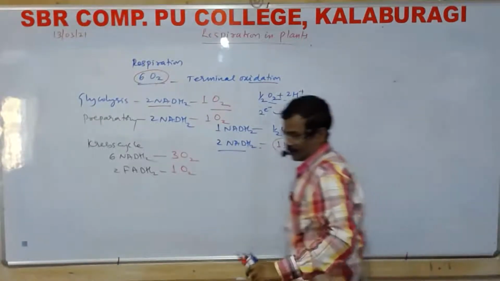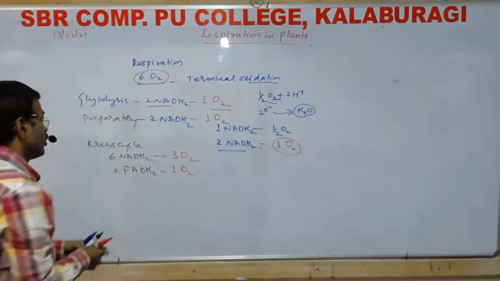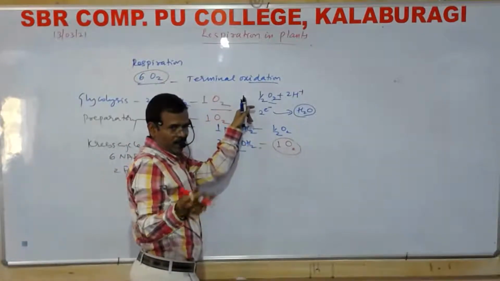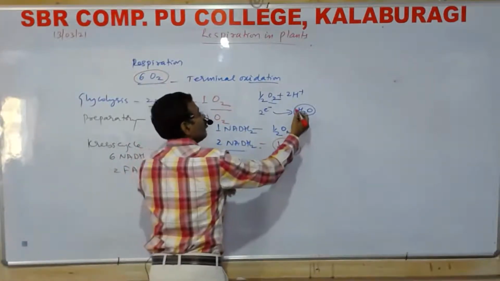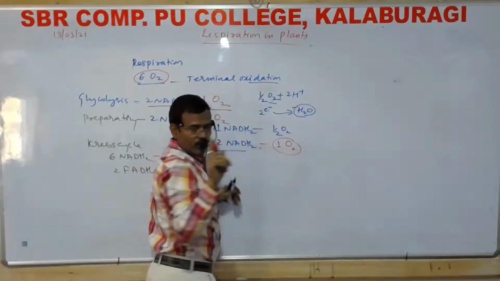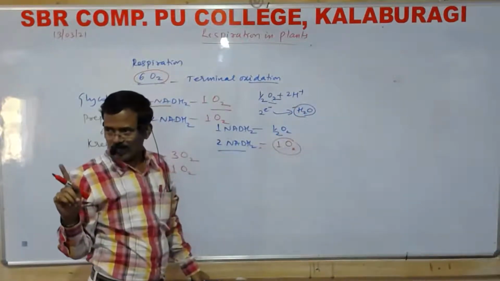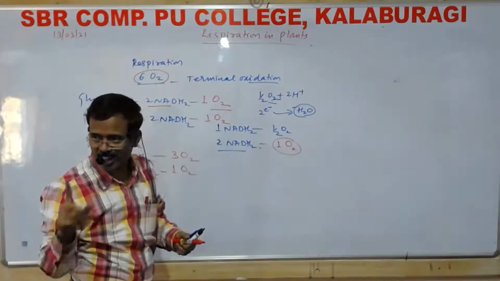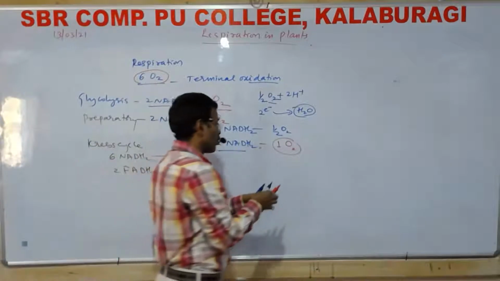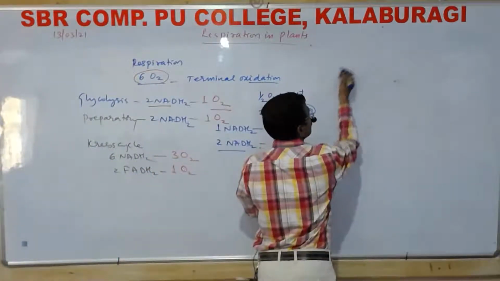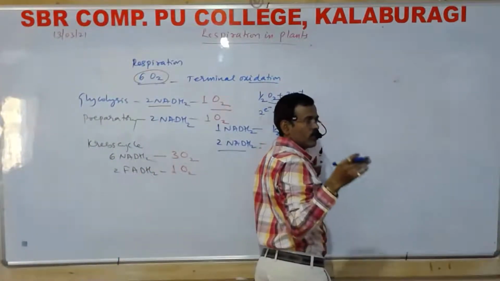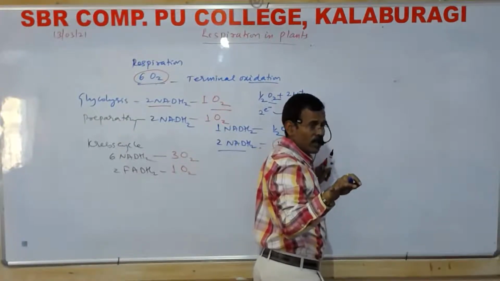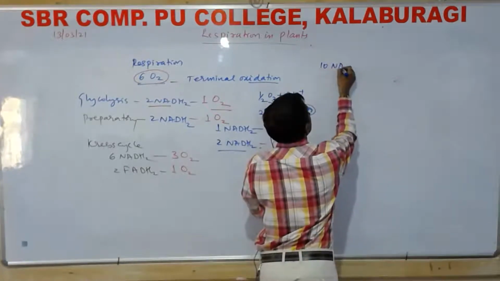Now, see here. When one molecule of NADH2 undergoes oxidation, how many water molecules is it going to form? One. Is it or not? One NADH2 or one FADH2 on oxidation yields one water molecule. So total how many NADH2 do we have? 2 from glycolysis, 2 from the preparatory or link reaction, and 6 from the Krebs cycle.